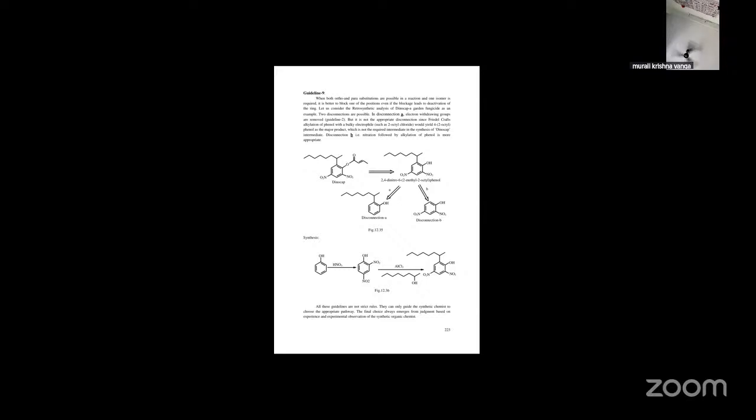4,2-octylphenol as the major product, which is not a required intermediate in the synthesis of dinocap. The intermediate disconnection of B is the nitration followed by alkylation of phenol is major.